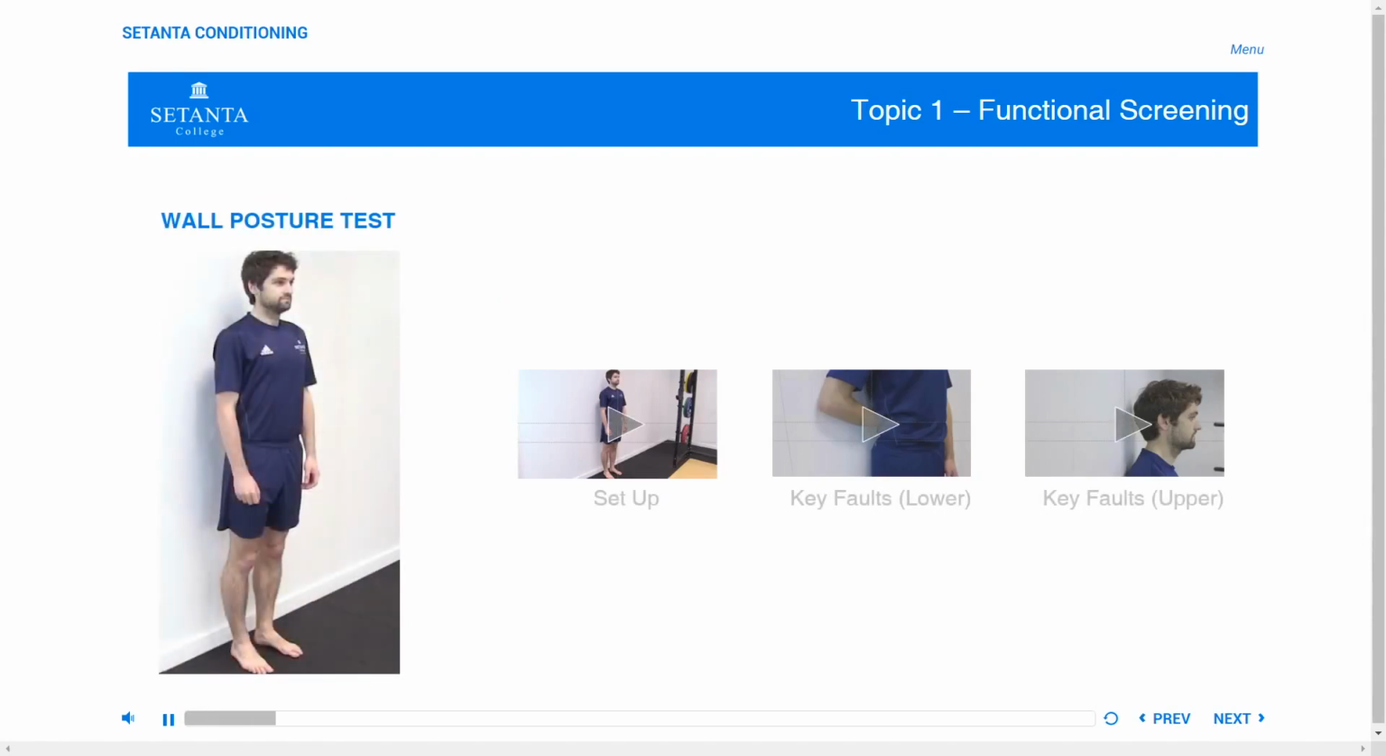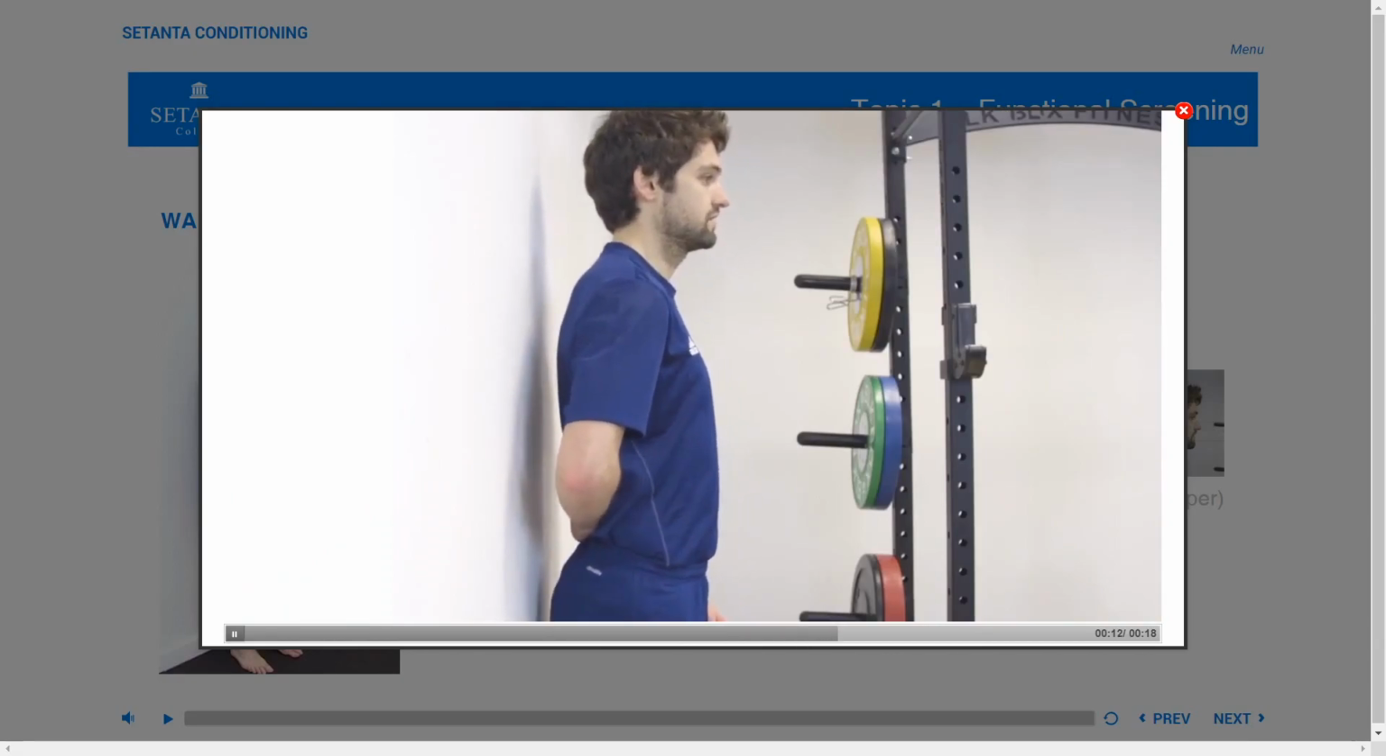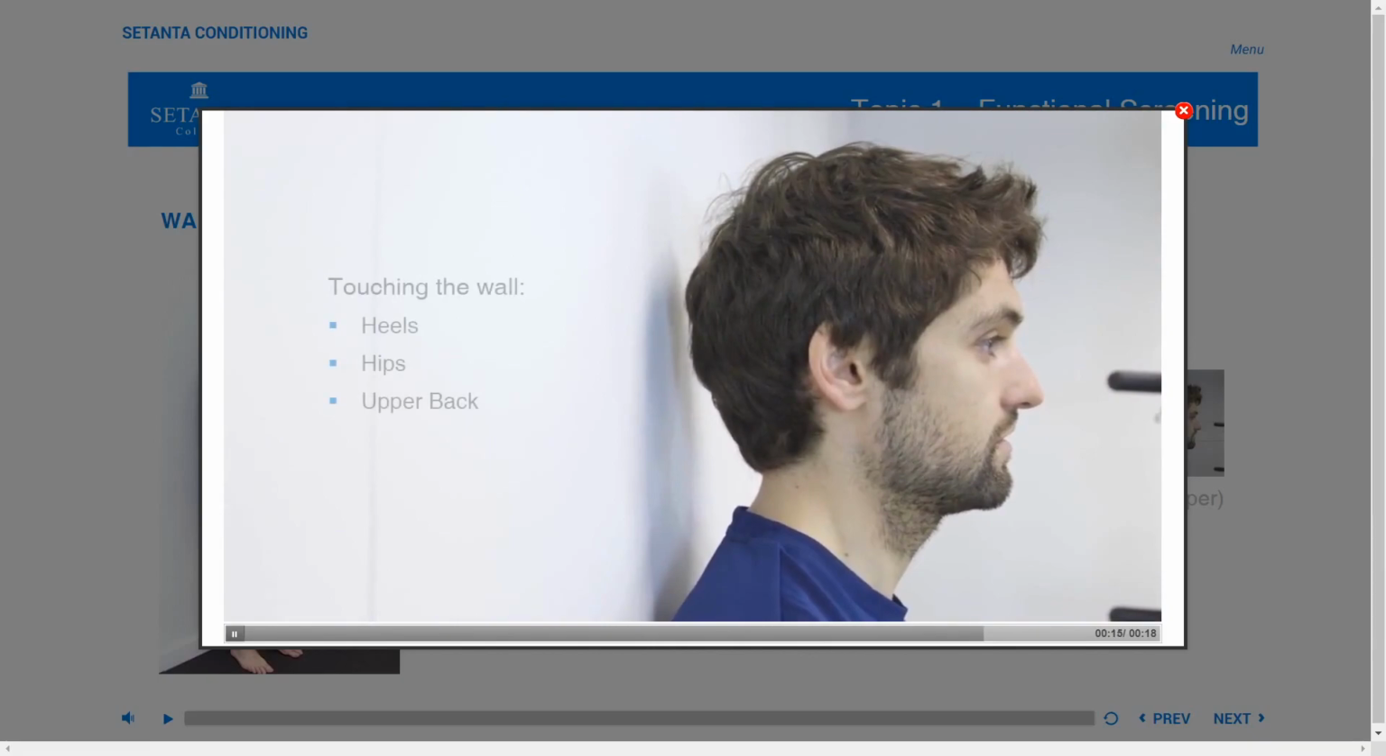Wall posture test. It may be difficult to assess yourself in terms of static posture. There is a self-assessment that can be administered that will make it easier to identify the 2 key faults we are focusing on. Setup. Key faults for the lower body. Key faults for the upper body. Setup. Stand slightly away from the wall, take a deep breath, exhale, and stand in a natural posture. Place your hand in your lower back and slowly step backwards until your heels, hips, and the upper back touches the wall.